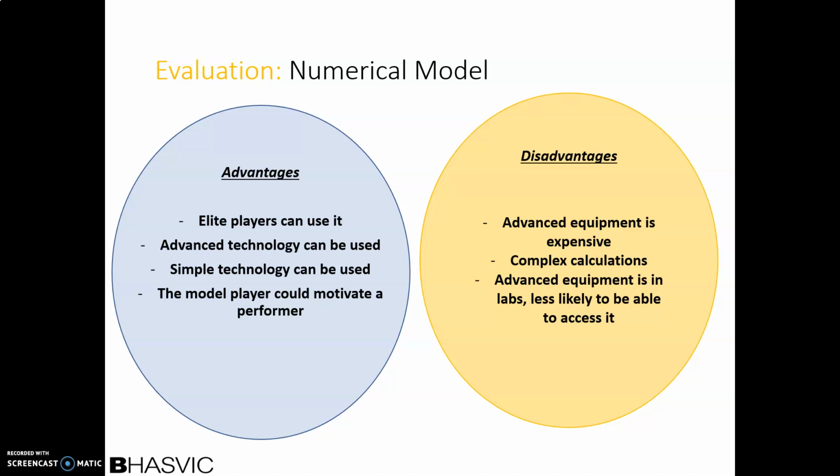The last advantage of this type of model is that the model player or elite player who you're looking to compare your performance to allows you to strive towards being something better in your sport. This can be really beneficial if you're losing motivation because you keep getting the skill wrong, and seeing the elite person do the same action could increase your motivation and confidence because you want to strive to be like them.